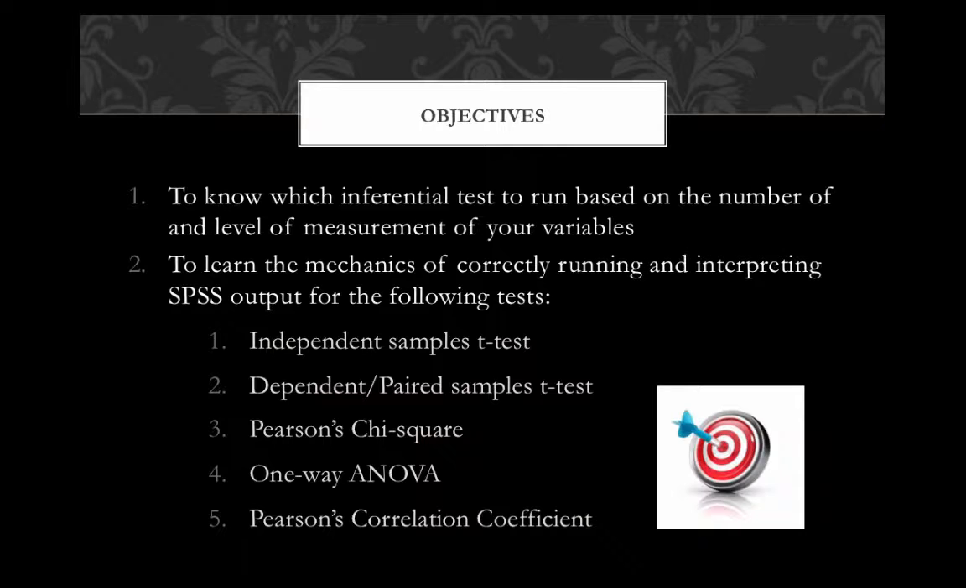And so in addition to knowing which tests we're going to run, we also really want to know the mechanics of correctly running and interpreting SPSS output for each of these following tests. The independent samples t-test, the dependent samples t-test, also known as the paired samples t-test, and number 1 and number 2 is what we're going to first cover next week in more detail. We'll also cover Pearson's chi-square, one-way ANOVA, and Pearson's correlation coefficients. So each of these 5 tests in this lecture for this week, you will learn how to run these analyses in SPSS.